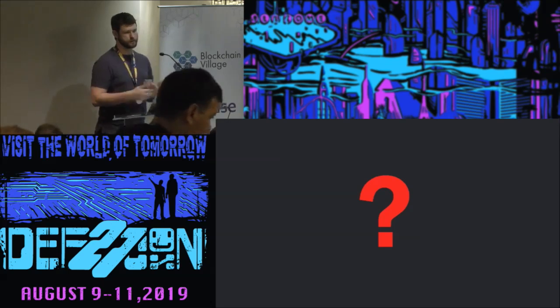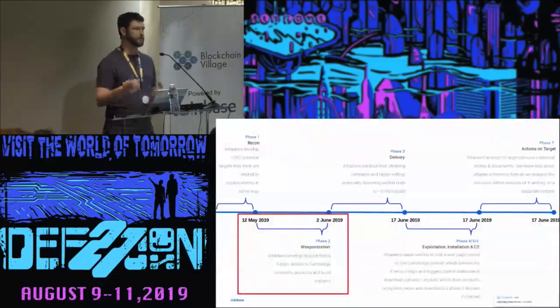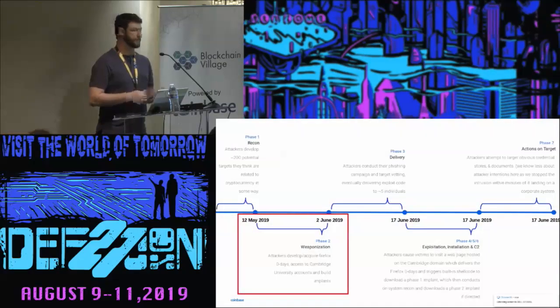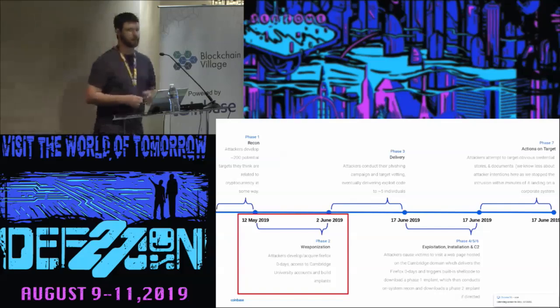There were two 0-days leveraged in this attack, CVE-2019-11707 and 11708. They're both Firefox exploits. One is essentially a JIT exploit, and the other is a sandbox escape from Firefox. The net result of the two is a zero user interaction 0-day in Firefox, right?